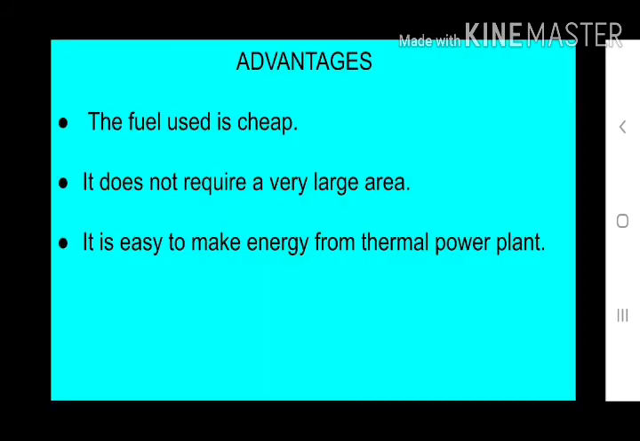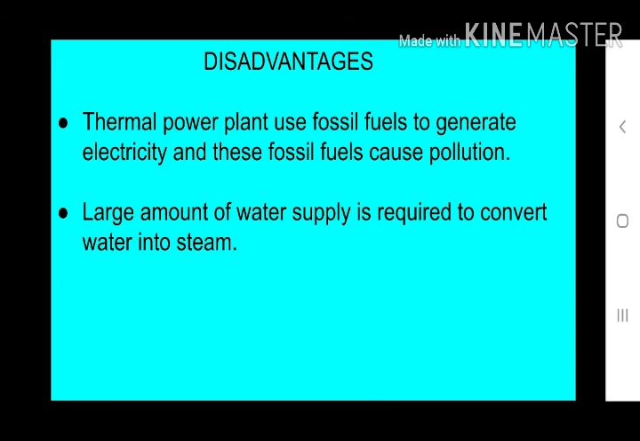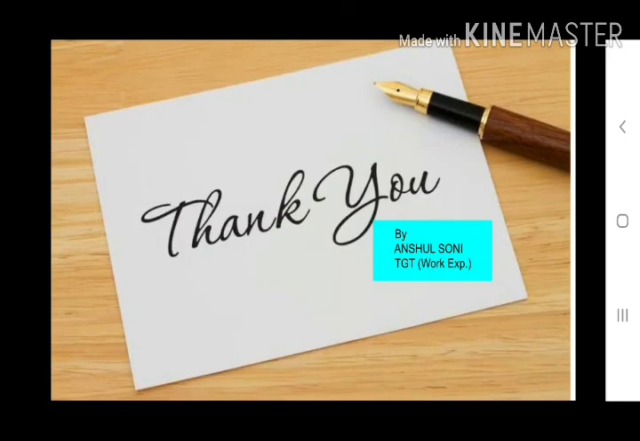Advantage of the thermal power plant. So the fuel used is cheap. It does not require a very large area. It is easy to make energy from thermal power plant. Now the final disadvantages. Actually this is a big disadvantage. Thermal power plant uses fossil fuels to generate electricity, and these fossil fuels cause pollution. And large amount of water supply is required to convert water into steam. Thank you.